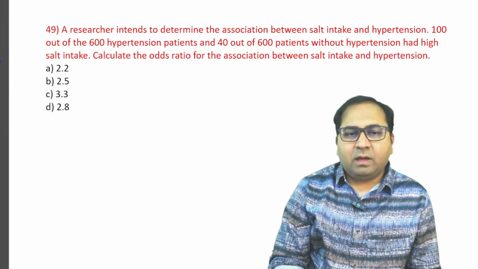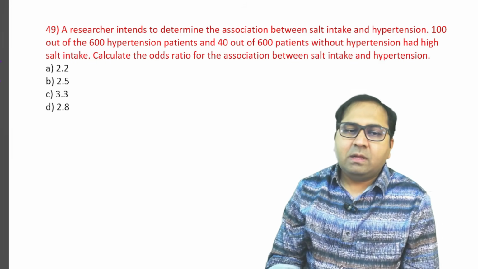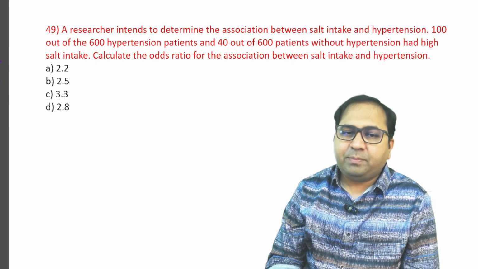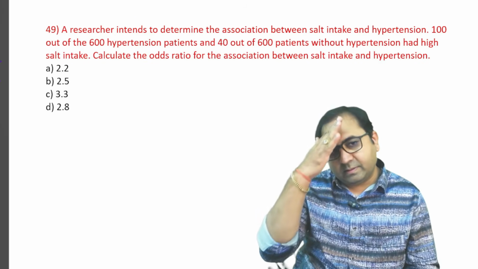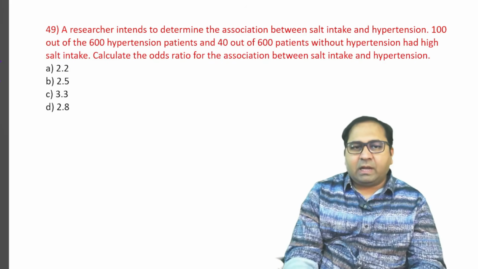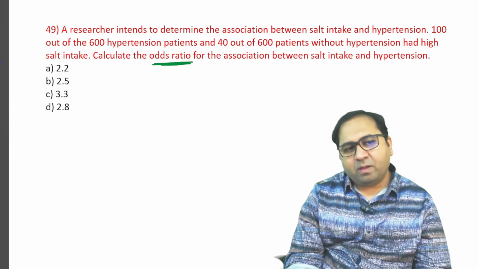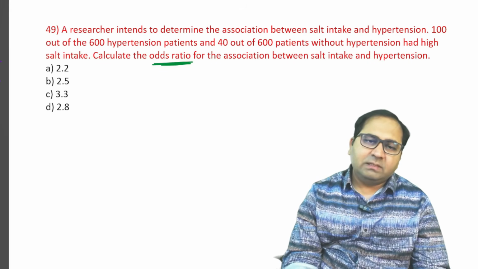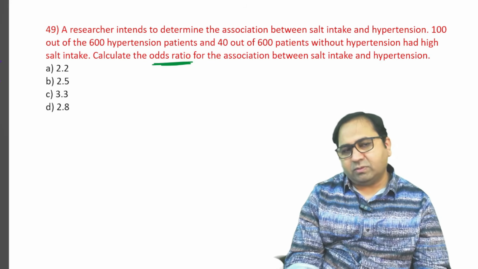Next, a researcher intends to determine the association between salt intake and hypertension. 100 out of 600 hypertension patients and 40 out of 600 patients without hypertension had high salt intake. Calculate the odds ratio for the association between salt intake and hypertension. They have directly asked the odds ratio. Options are A 2.2, B 2.5, C 3.3 or D 2.8. So what is the answer for this question?